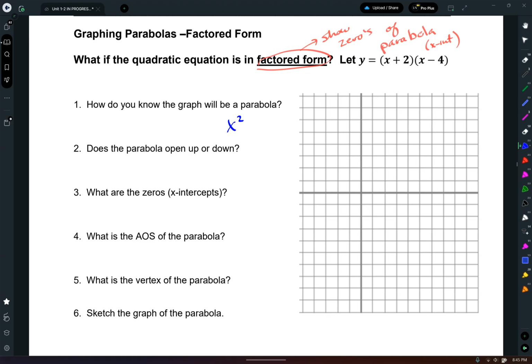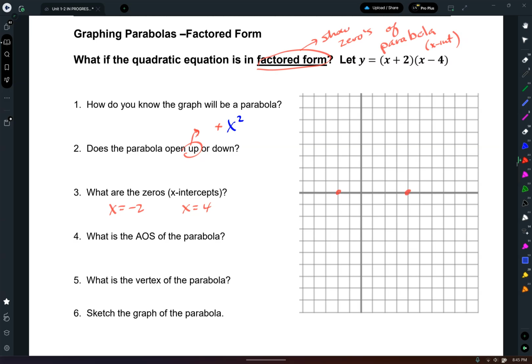Okay, does the parabola open up or down? Well, again, if you multiply this out, wouldn't that x squared at the beginning be a positive? I'm going to say it opens up because I know that's going to be a positive x squared. Okay, what are the zeros? So here's the beauty of it. Remember, the zeros come from what would make each of those factors equal to 0. Well, if x plus 2 equals 0, then I'm going to get negative 2. And if x minus 4 equals 0, I'm going to get positive 4. So my zeros are negative 2 and positive 4. Okay.